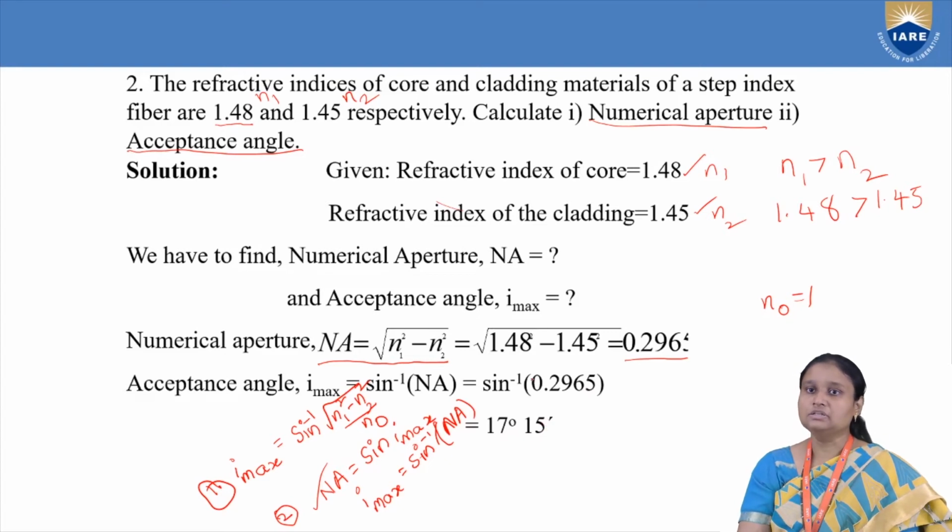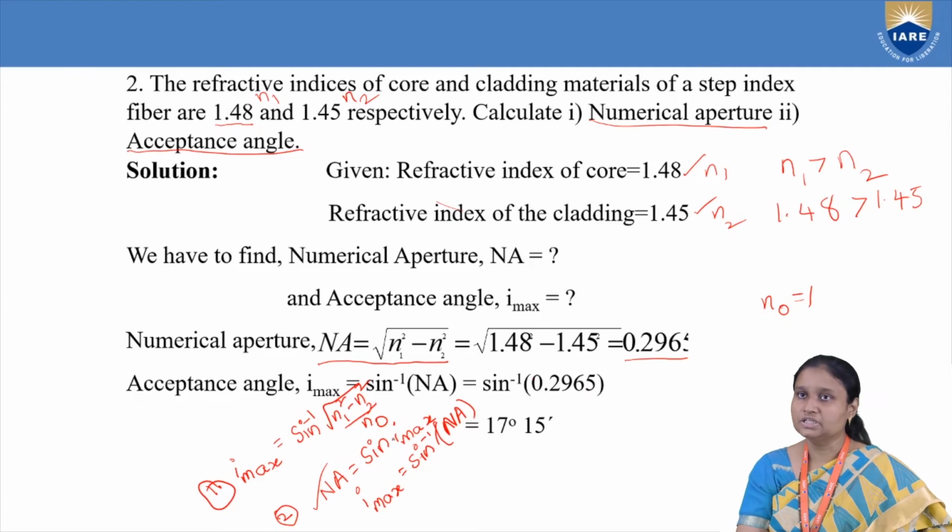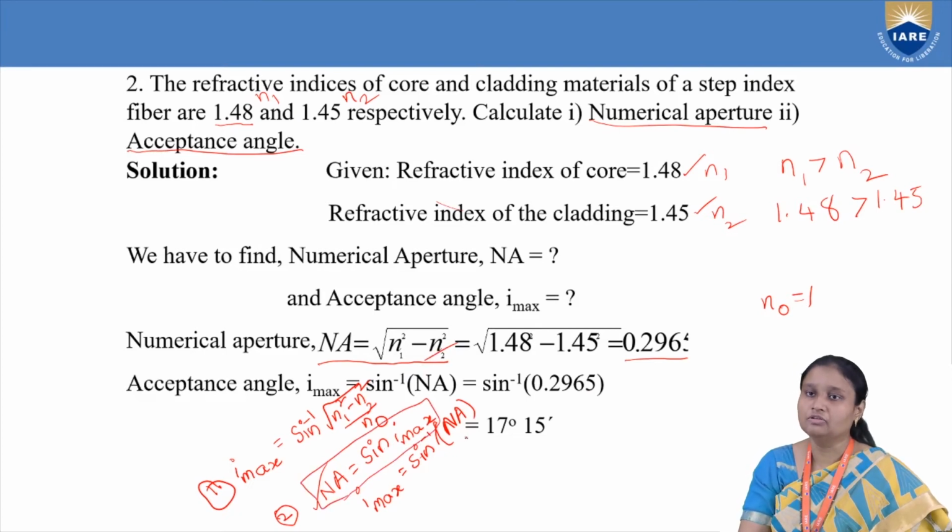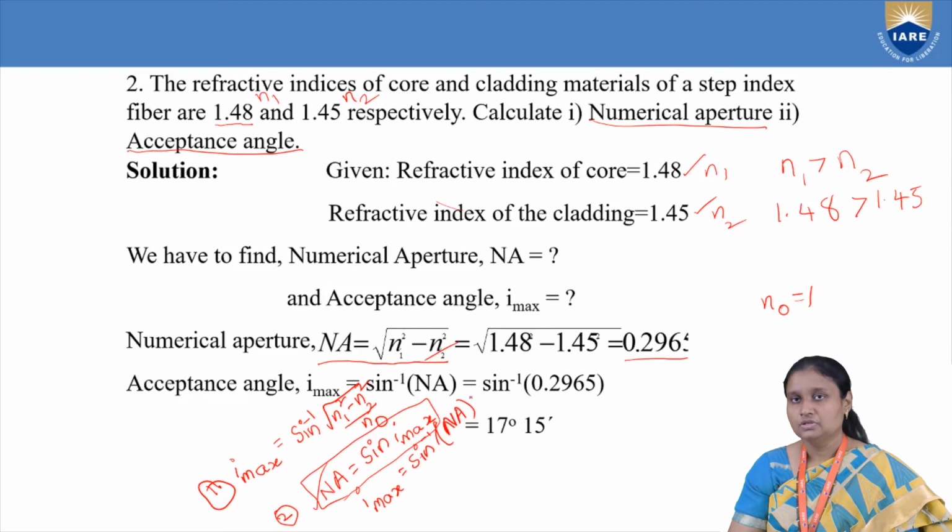So what is the new formula we have used in this particular problem? When you are given refractive index of core and cladding, we can find numerical aperture with this formula. And this formula is used in order to find acceptance angle once we know the value of numerical aperture. So now we'll go for the third numerical problem.